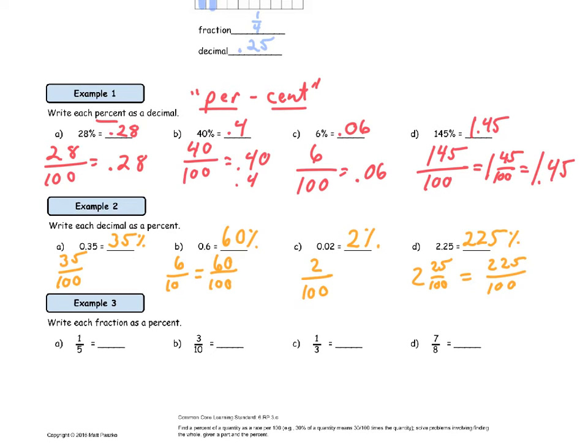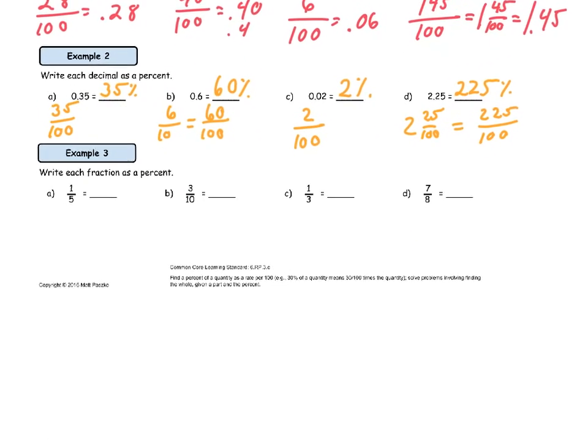225%. I want to continue to stress that some of you may be recognizing a pattern between the decimal spots when it comes to decimals and percents. Look at the decimal in letter A here. Where's the decimal in 35%? Look at the decimal in 6 tenths here. Where's the decimal in 60%? How does the decimal move when you change it from a decimal to a percent? I think it's pretty easily seen in letter D as well.